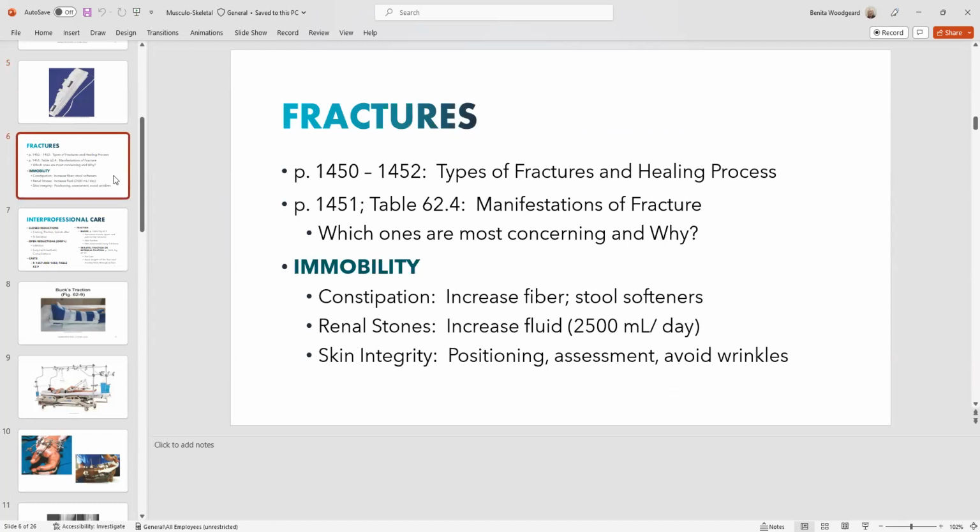Fractures. Again, this is just a review. I don't have time for a 3-hour lecture with you that I hope you've already had some of, and you have to go back into your books, find these pictures and these pages and or videos that you like to use, and just review all this kind of material. I have some page numbers and some tables listed for you there to review different types of fractures, how fractures heal, symptoms of fractures, and which ones are most concerning and why.